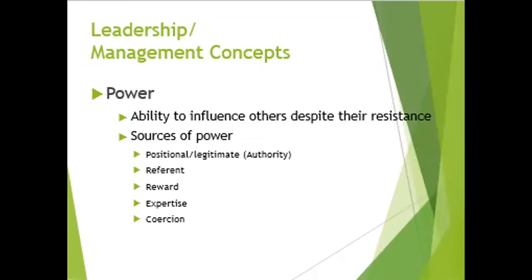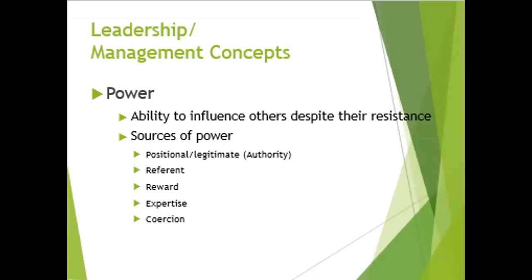Some leadership management concepts. The first would be power. So how do we get the power? How do we keep the power? When we speak about power and leadership, this is the ability to influence others despite the resistance of those that we are leading to succumb to our power. We get our powers through our position. So somebody who's in authority, like a chief nursing officer, their power is derived from their location in the organization's hierarchy. The person at the top has the most power.